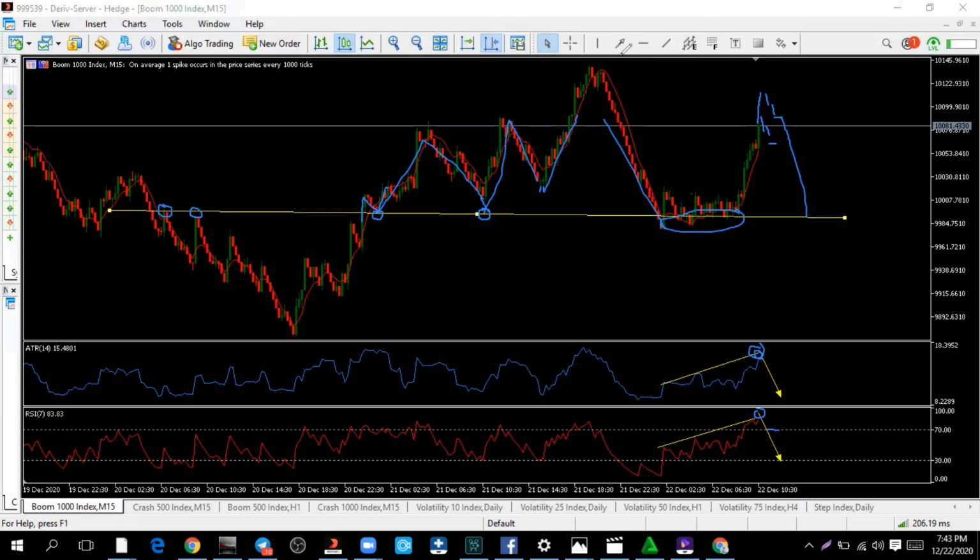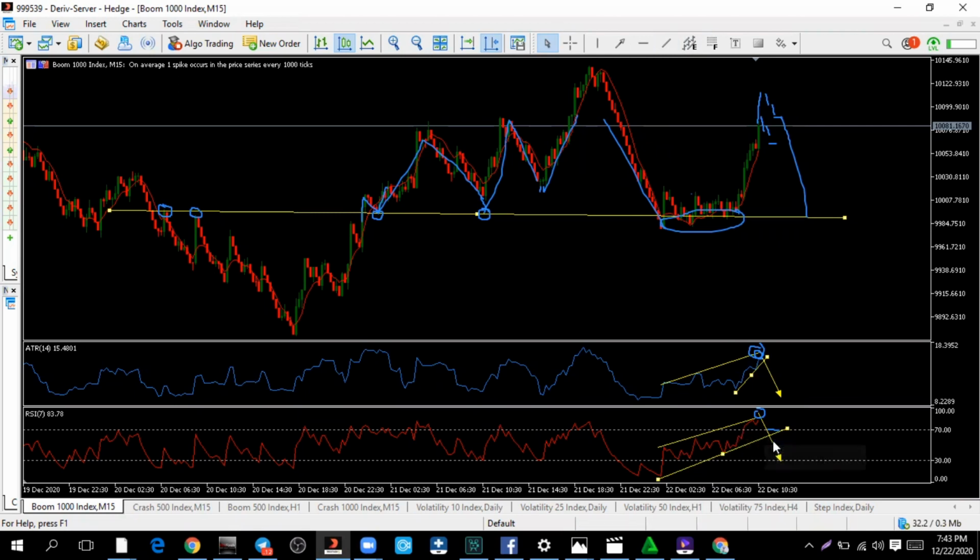So now if I want to get another confirmation, I can either put my trend line here, right? And also put my trend line here again. Okay. So now this is like a rising wedge. This is like a rising wedge.